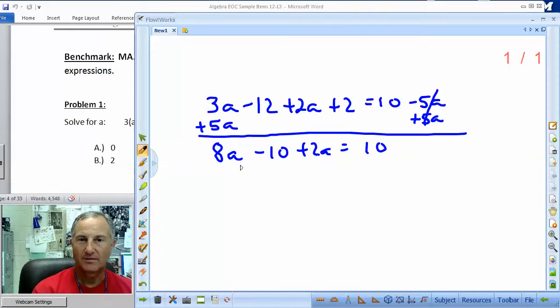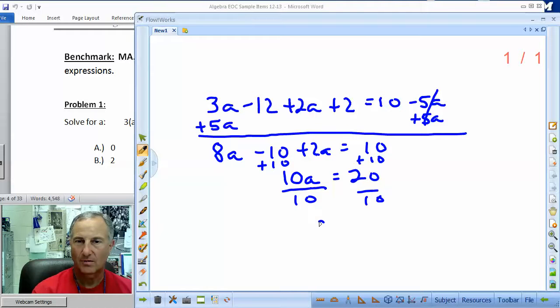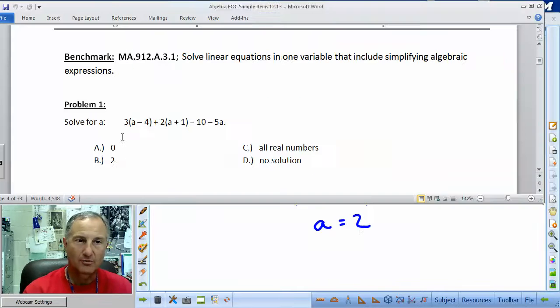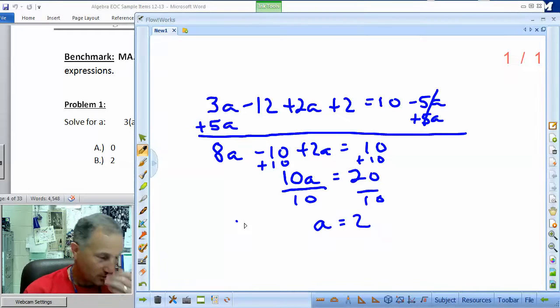Now the 8a and the 2a are both on the same side of the equal, so I'm just going to combine them to be 10a. I'm going to add this 10 over to here, so I'm equal to 20. I'm going to divide out the 10, a equals 2. Okay, when you go back over here and you look, a is 2, it's right there, it's the b, so we're good to go.